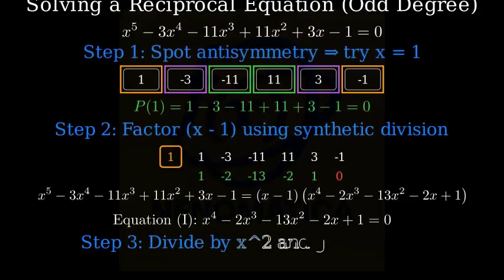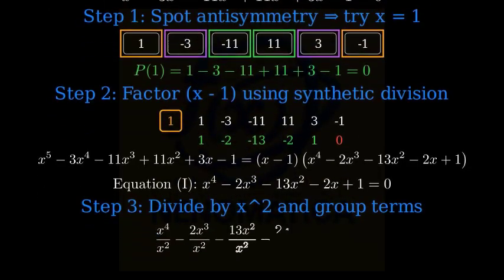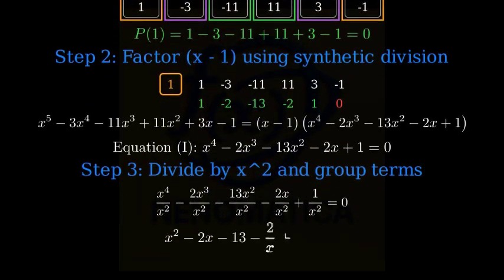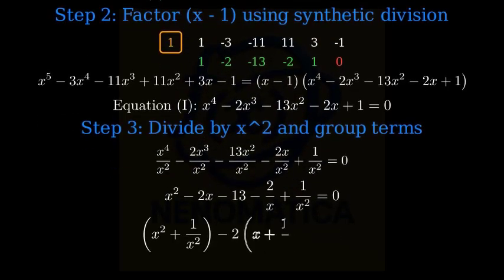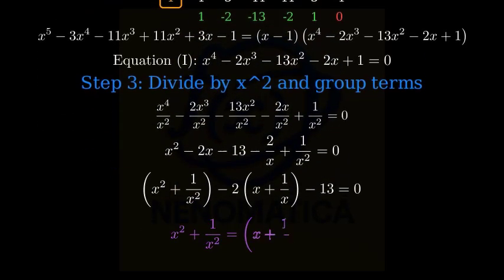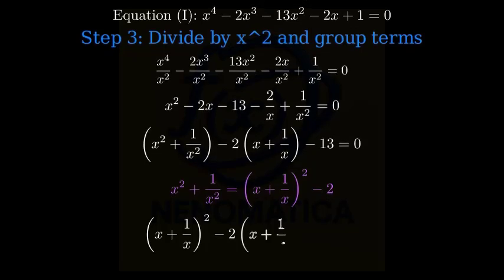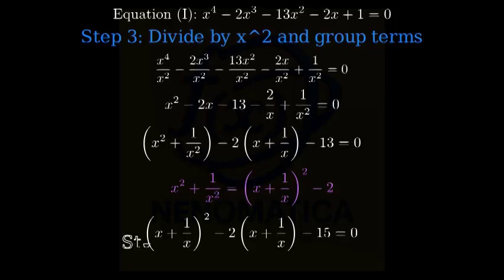Step 3. Since x is not 0, divide equation 1 by x squared and group terms to reveal the pattern in x plus 1 over x. Then use the identity for x squared plus 1 over x squared equals the square of x plus 1 over x, minus 2.